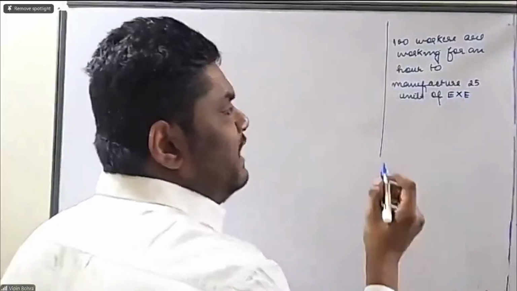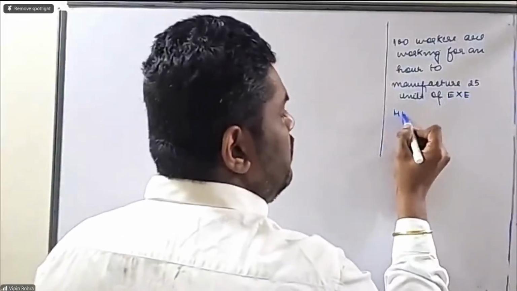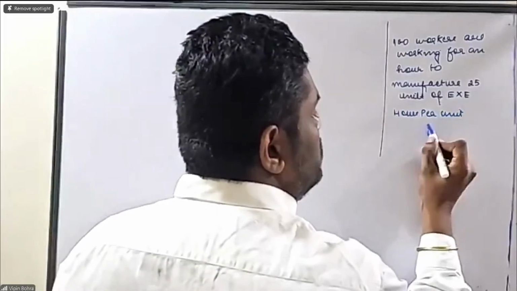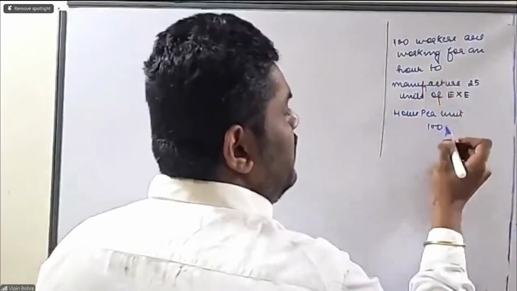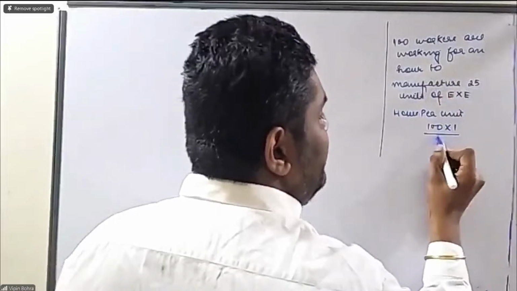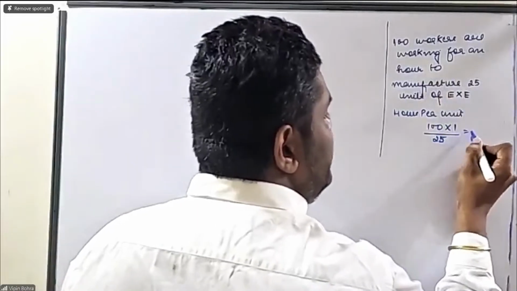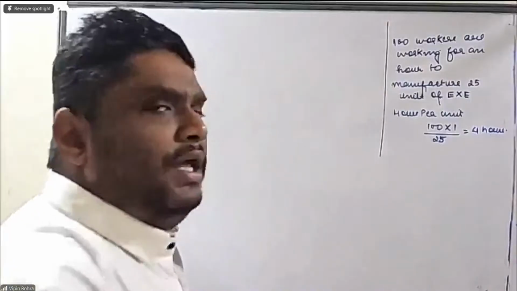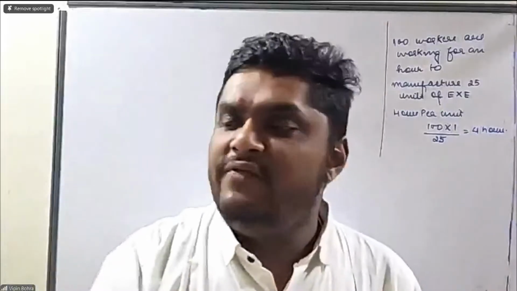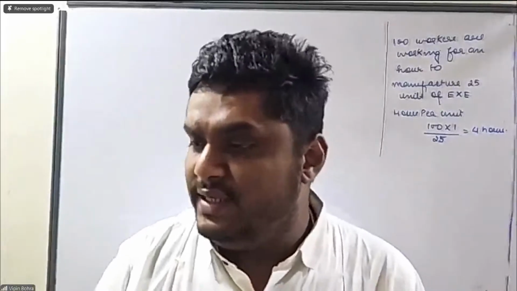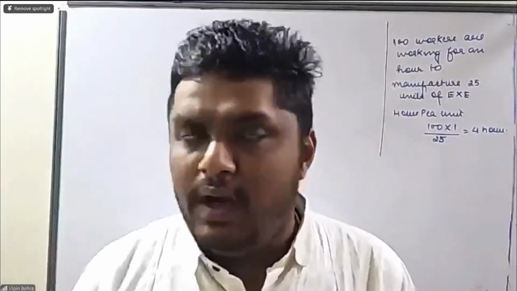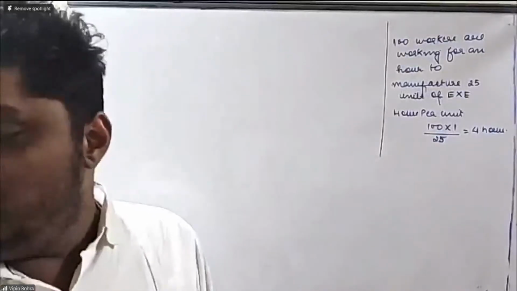So we can easily calculate the hours per unit. So 100 workers into 1 hour divided by 25 units. So it means per unit how many hours? 4 hours. So 4 hours are required to manufacture 1 unit of product EXE, and the wage rate is also given, that is rupees 6 per hour. So this is illustration number 6.